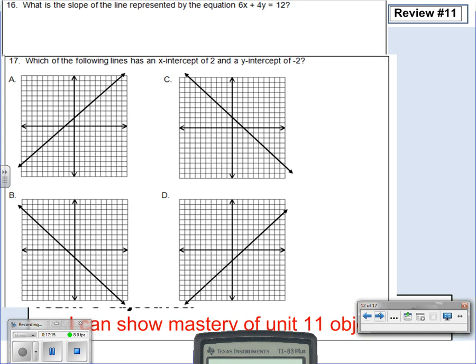16. What is the slope of the line represented by the equation? In order to get the slope, we need it in y equals form. So we're going to solve this for y. Let's put our box around the y. I'll remember this time. Blank x plus blank. The 12 drops down in the last slot. 6x, cross the line, change the sign, becomes a -6. And then we divide by the number in the box, so we're dividing by 4. The slope is the number in front of the x, so it's -6 over 4, which reduces to -3 over 2.